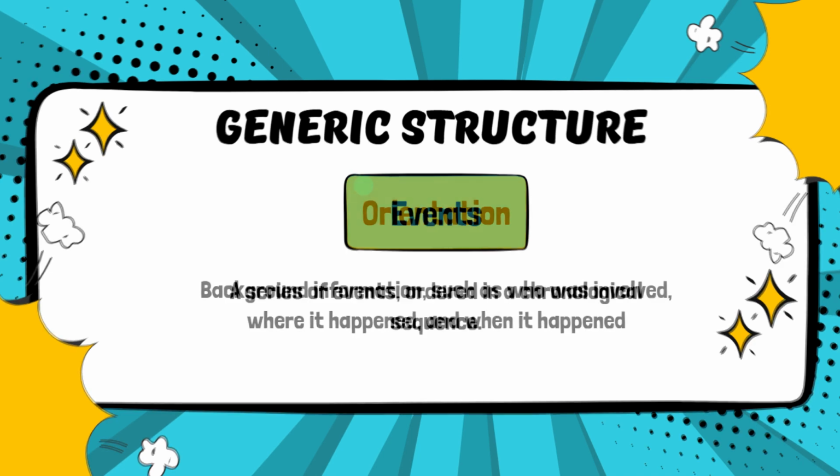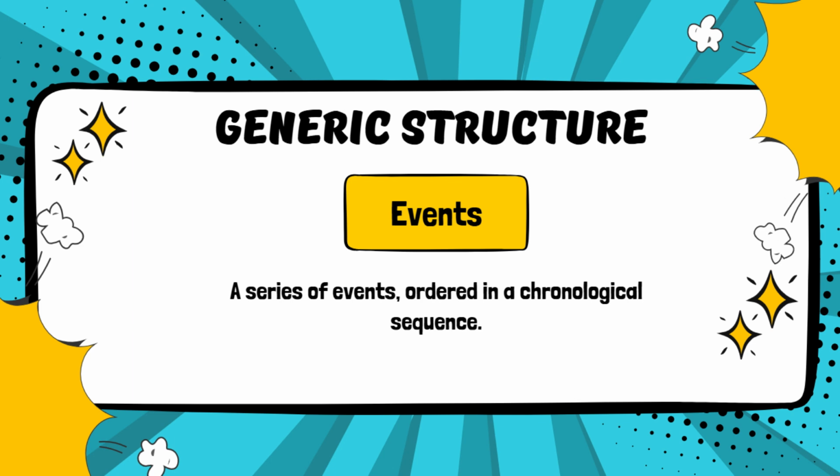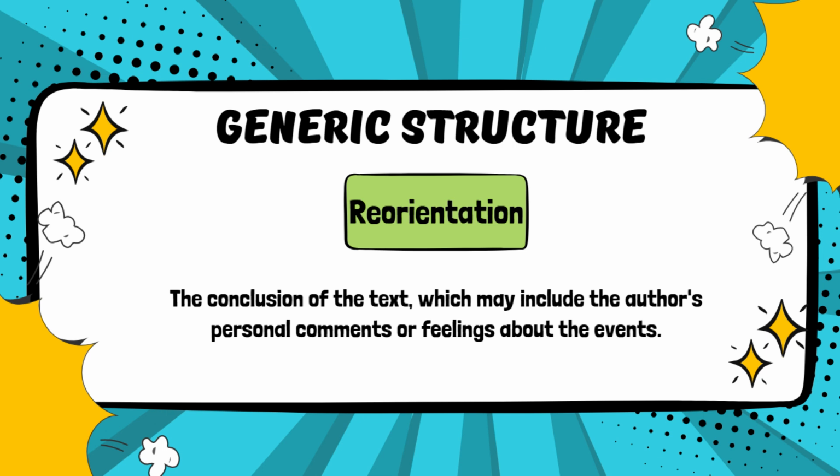The second one is events. These are the main activities presented in chronological order. It can be more than one event. The last one is reorientation. This is the conclusion where you wrap up the story. It might include your personal comments or feelings about the events.